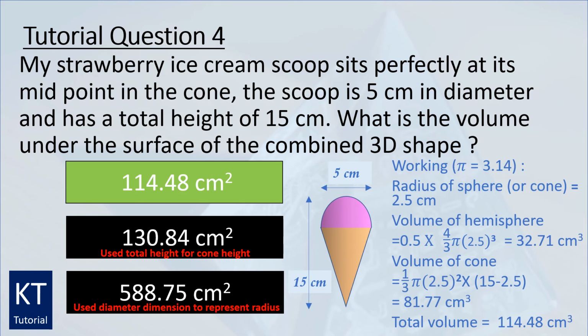Start by identifying the radius of the sphere, which incidentally is also the radius of the cone. The radius is simply half of the given diameter. Next, you calculate the volume of the hemisphere, which is half from the formula of a standard sphere. Then you calculate the volume of the cone, noting that this is the height of the entire ice cream minus the radius of the strawberry ice cream scoop. Finally, you get to the final answer by summing the volume of the hemisphere with the volume of the cone.